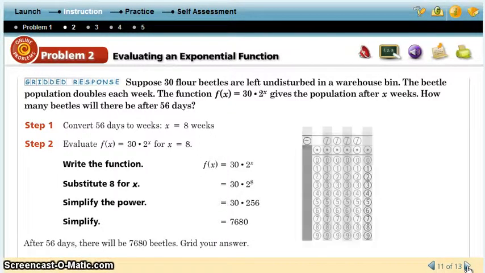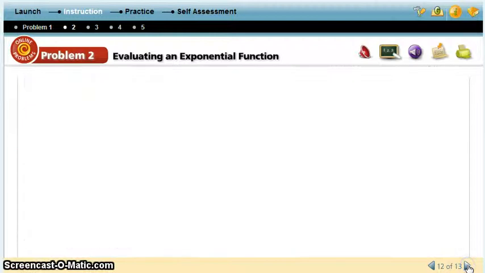Grid your answer. Okay, I'm not worried that you can grid your answer, but 30 is how many flour beetles you started out with in this warehouse, and they're doubling every week. So that means x is your weeks. Every week you're doubling the amount. Now it seems like you would multiply 2 times x, but they're growing exponentially. They're growing very quickly. Every flour beetle is doubling, so the population itself is doubling. So it is exponential. So 30 is your starting value, 2 is your rate of change, and then you substitute in your weeks.